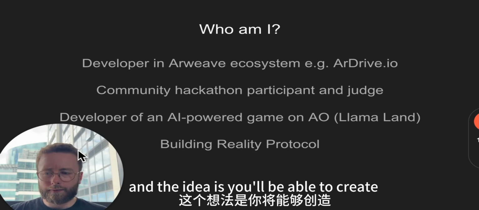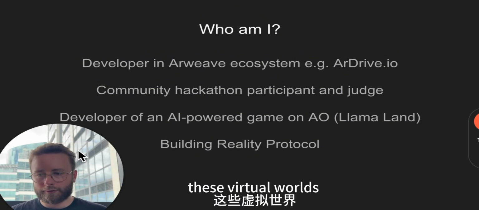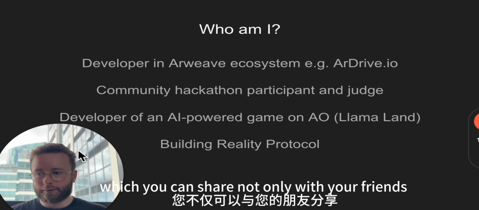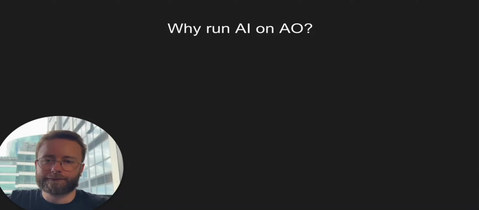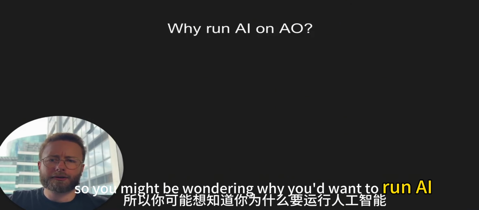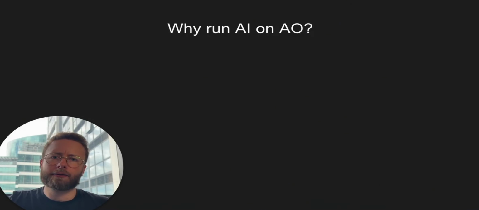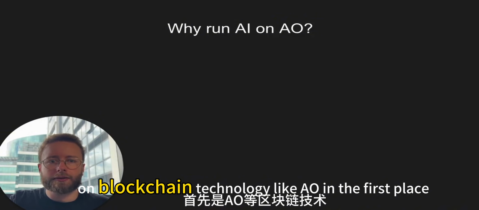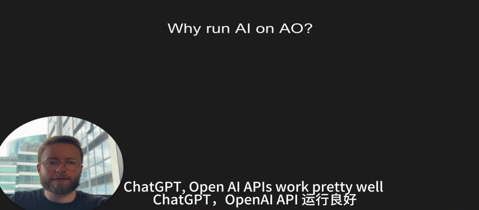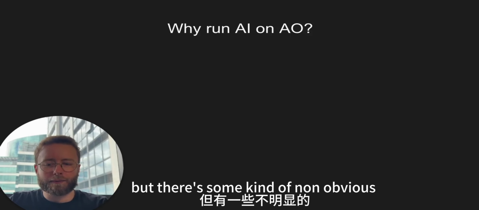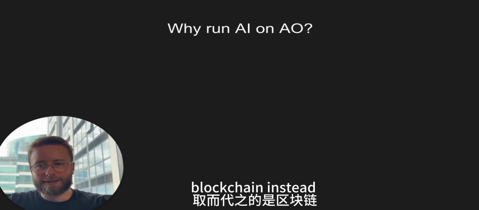The idea is you'll be able to create virtual worlds which you can share not only with your friends but also with AI agents, and interact with them. You might be wondering why you'd want to run AI on blockchain technology like AO in the first place. You've got other options like ChatGPT and the OpenAI APIs, which work pretty well, but there are some non-obvious reasons why you'd want it on blockchain instead.